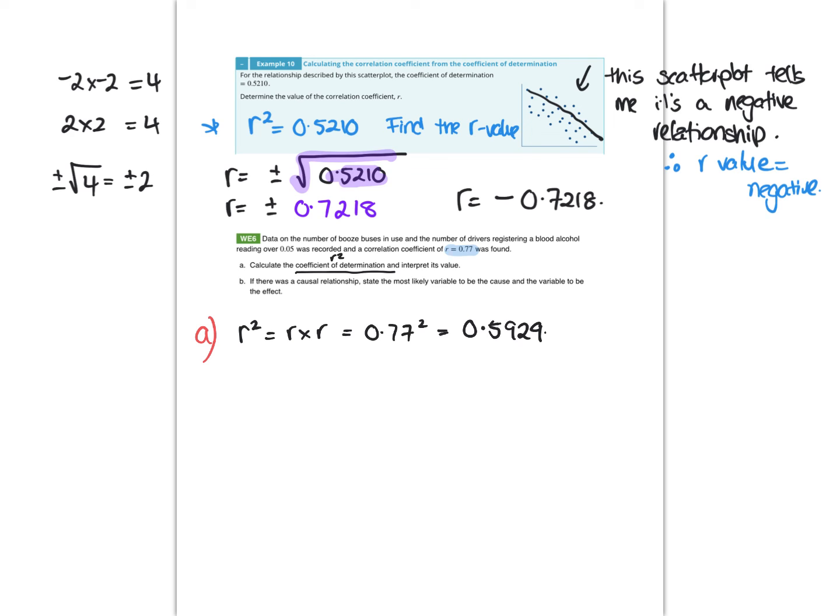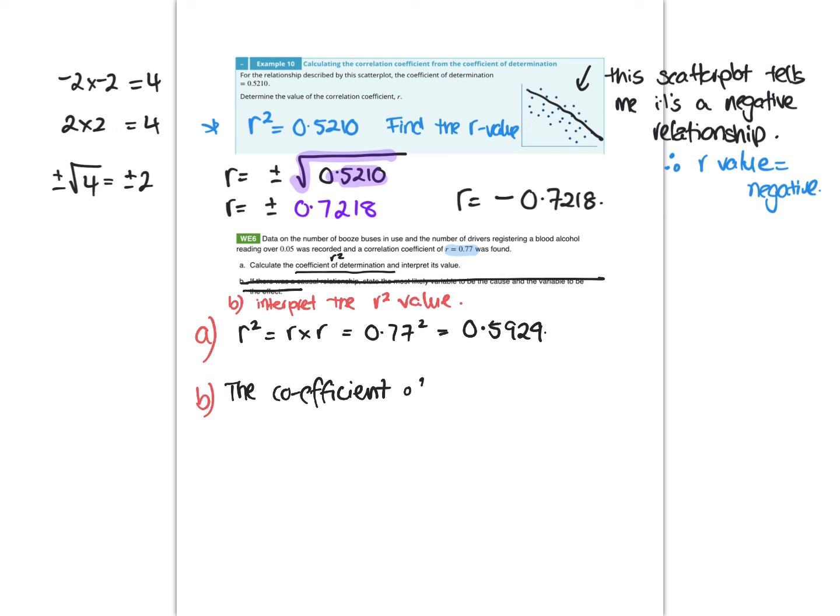Now, it says if there was a causal relationship, state the most likely variable to be the... Oh no, don't worry about that. I'm going to change this question. I'm going to make my question B say interpret the R squared value. Okay, so I'm going to show you, we want to interpret the R squared. So in this example, so B, I'd be using that fill in the blanks, and I'm using that table for the fill in the blank table box from the page before.